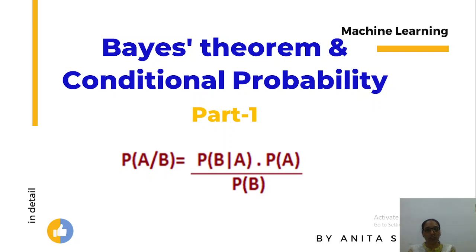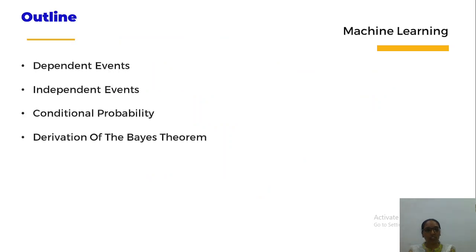So today in this particular video we are going to discuss the Bayes theorem and the conditional probability. This video is divided into two parts. In this video we will see the dependent event, independent event, conditional probability and how to derive the Bayes theorem. And then in the next video we will discuss the naive Bayes classifier where this theorem is used.